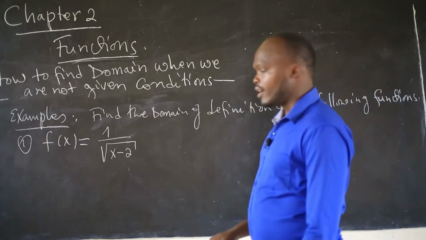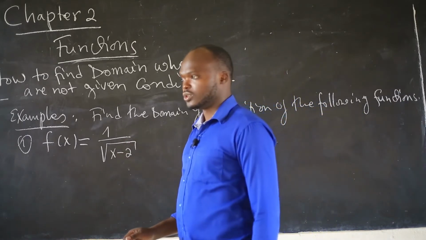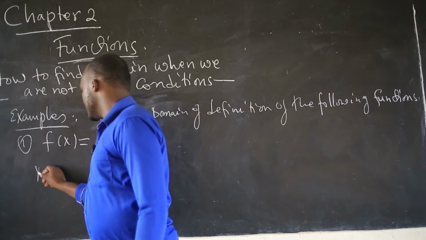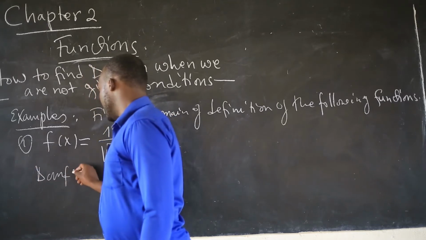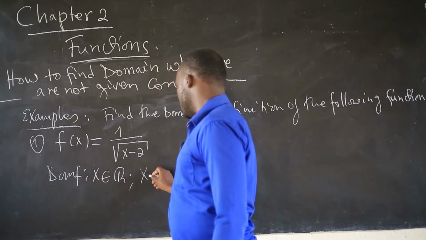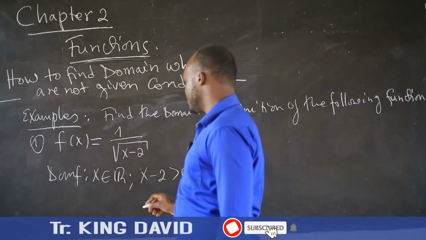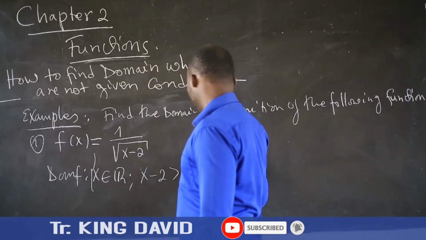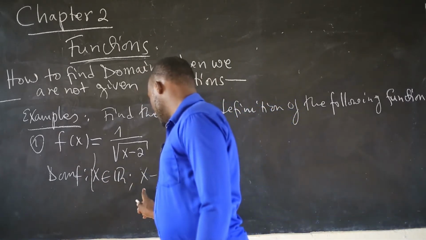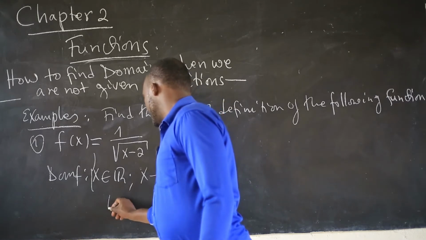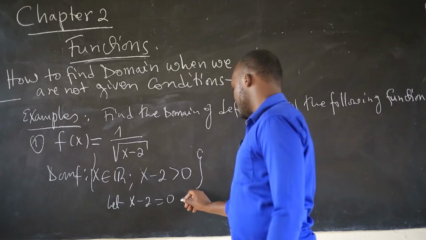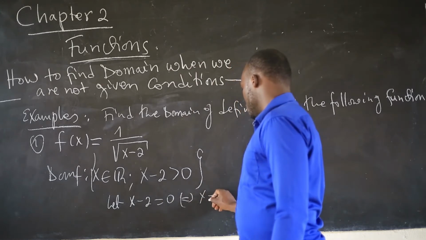So we have f of x equal to 1 over root x minus 2. Here 2 is an even number. So our dom f, we're going to say that x is a member of real numbers such that x minus 2 is greater than 0. It is only greater than 0. So we let x minus 2 be equal to 0 in order to get the values of x. Our value of x there is 2.